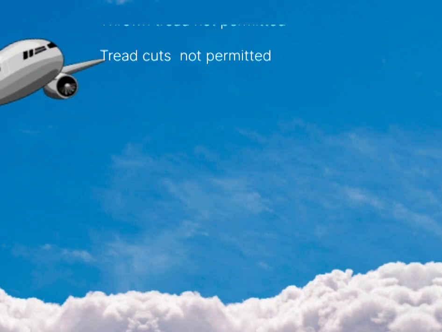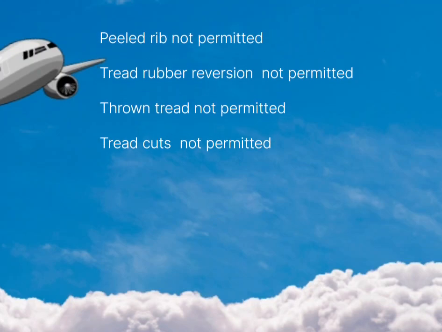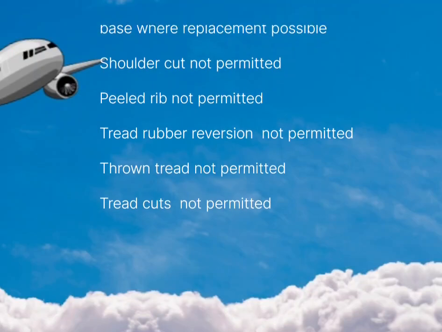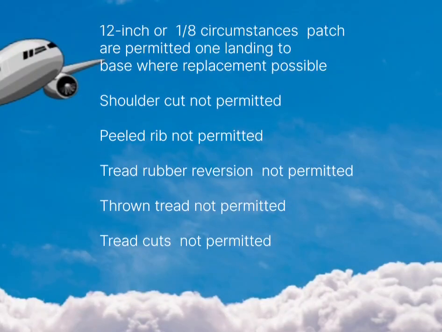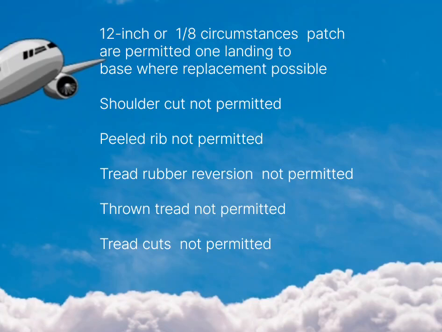We'll go through all the topics we covered. A 12-inch or 1 by 8 circumference patch arc is permitted only for one landing where a wheel change is possible. Shoulder cut is not permitted. Bulged rib not permitted. Tread rubber reversion not permitted. Thrown tread not permitted. Tread cuts not permitted.